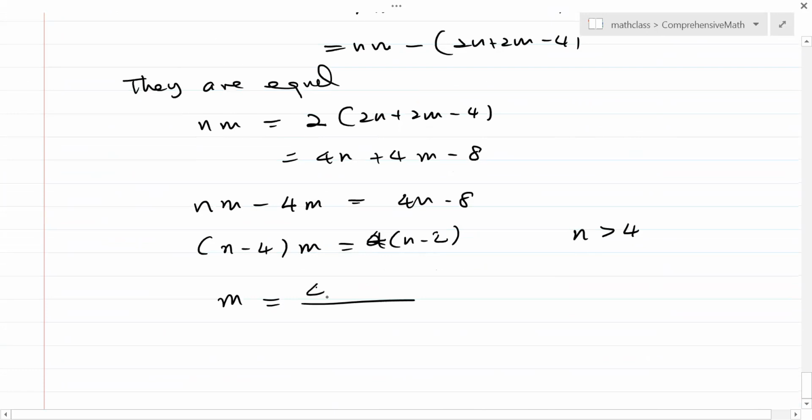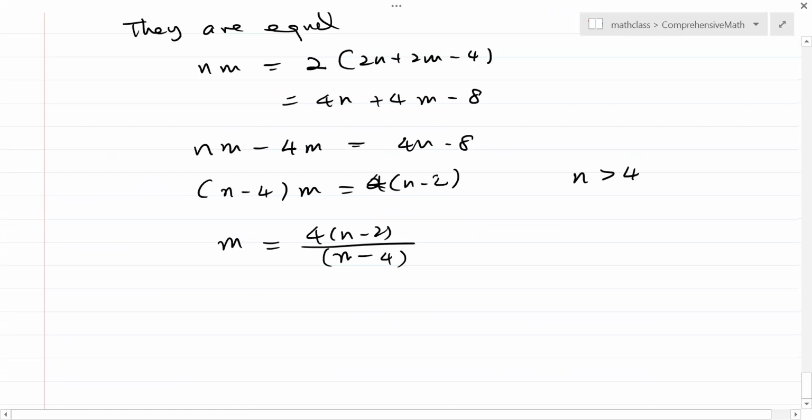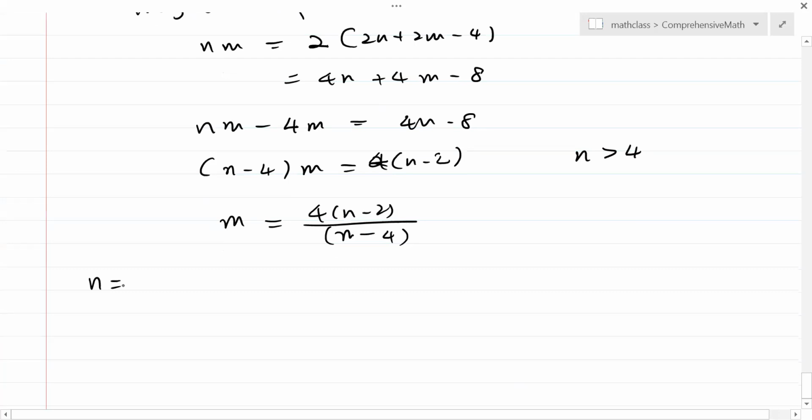Then you can express M in terms of N. N and M are integers, and you have to give a list. What is the limit? When N is sufficiently large, the limit is going to be 4. So the number is decreasing. This difference is greater than 4, but it's getting close to 4.